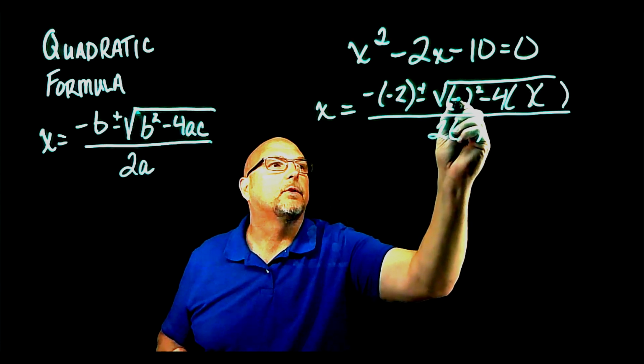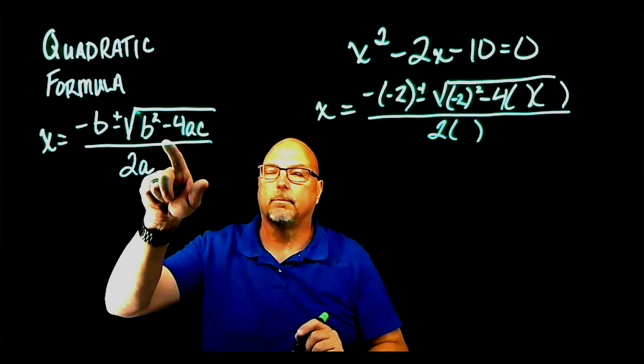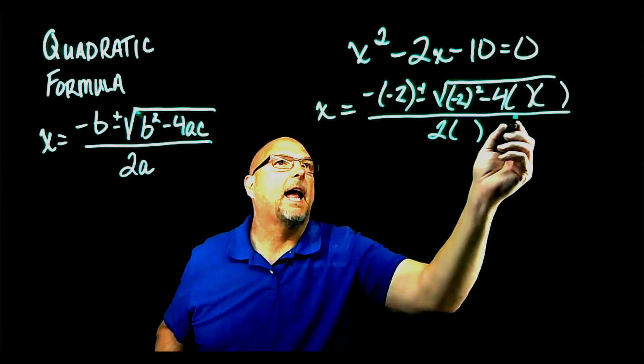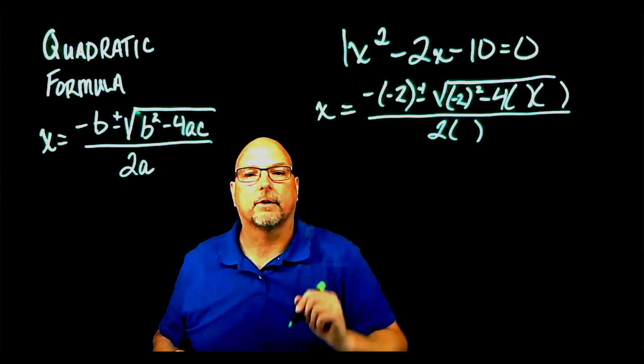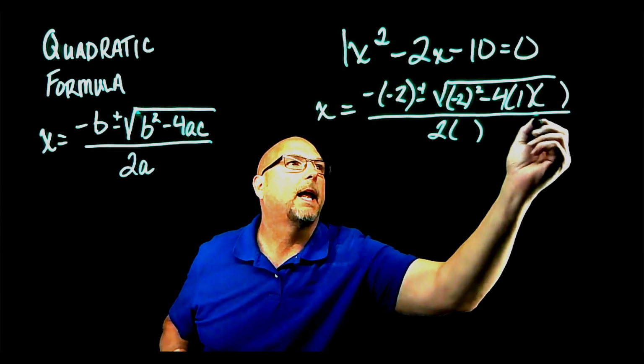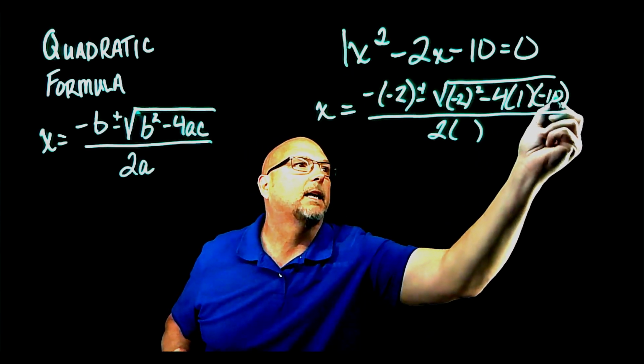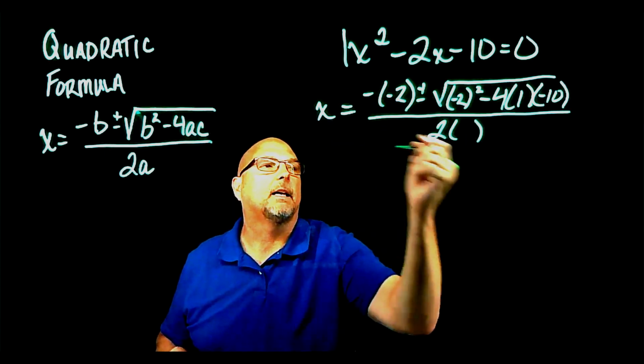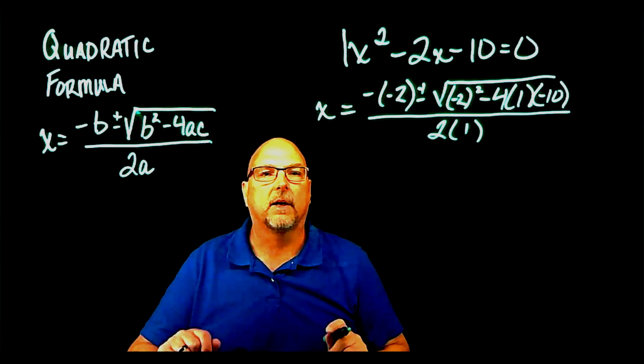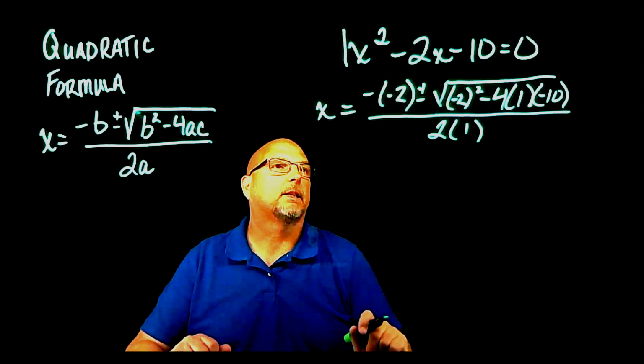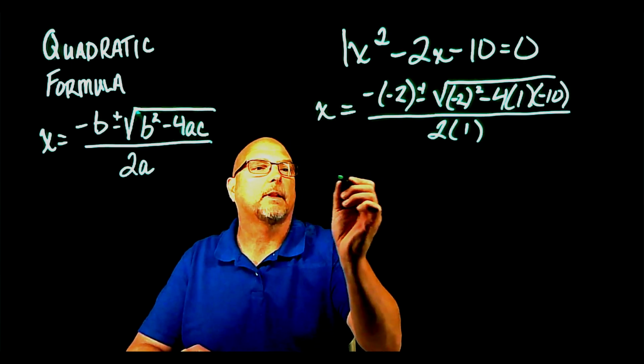So I already have the b written in. So negative 2 goes here because that's my b squared. A is the coefficient here. So 4ac is a negative 10. And then a again is 1. So this is what the expression looks like when we first fill it out.